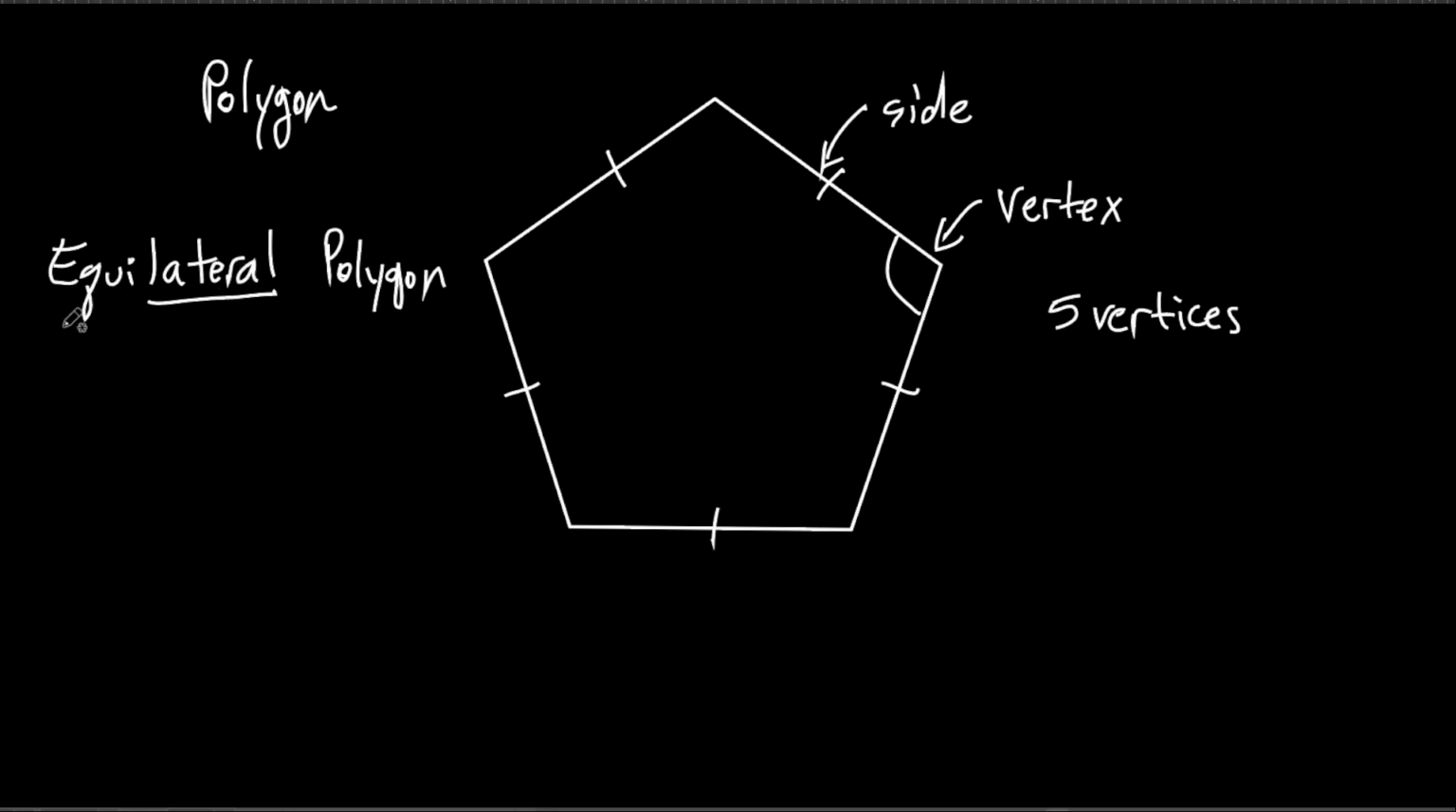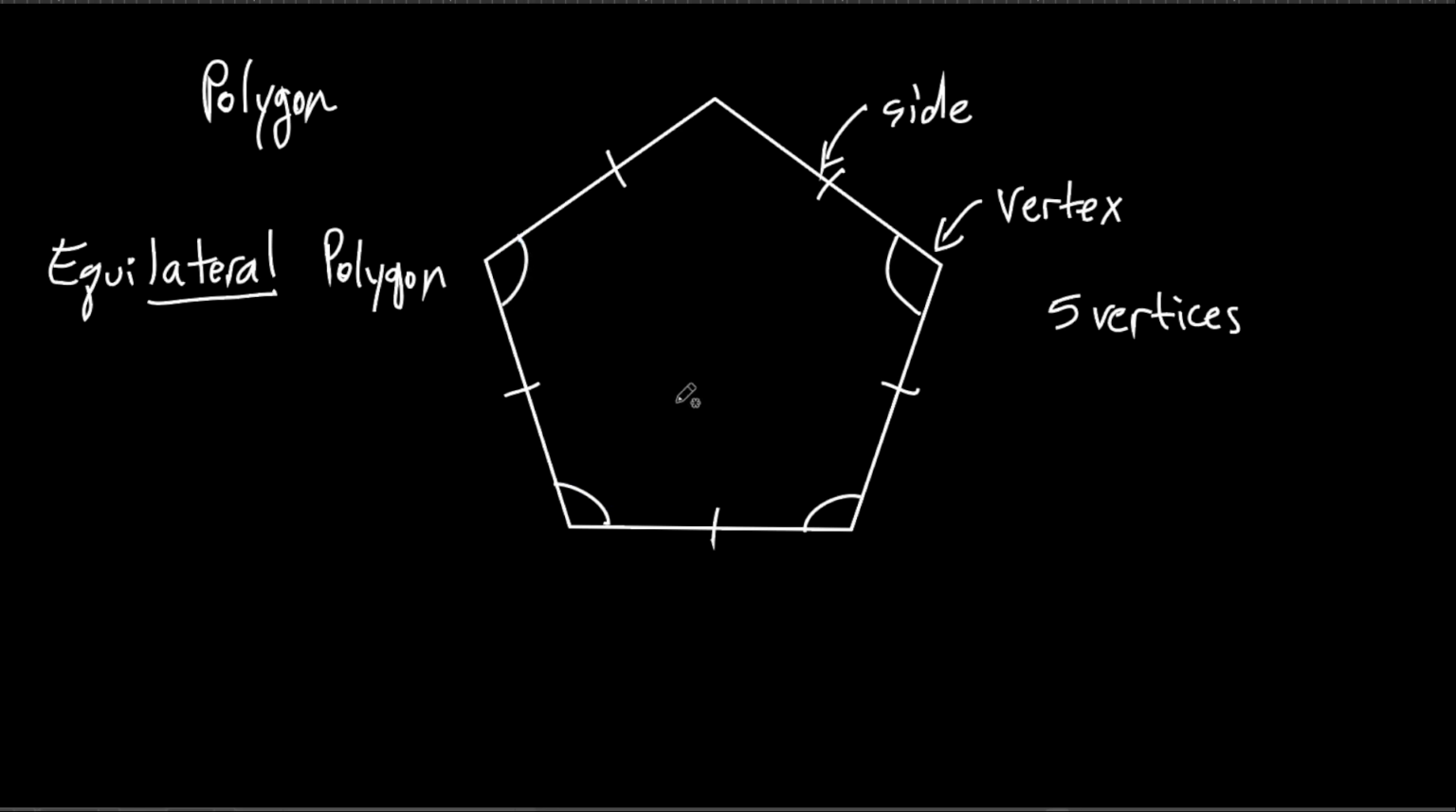What word do you see in there? It's not exactly equal, right? So equal sides. Pretty simple to understand. This polygon right here also, see that angle that's made right there? Guess what's true about all these angles? They're all equal as well.